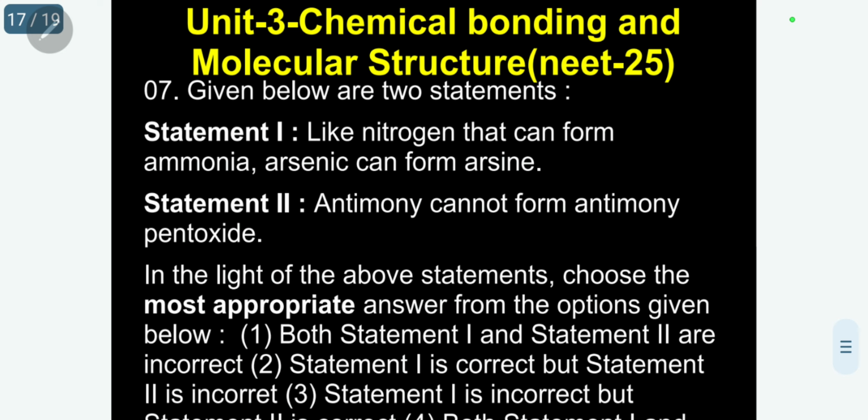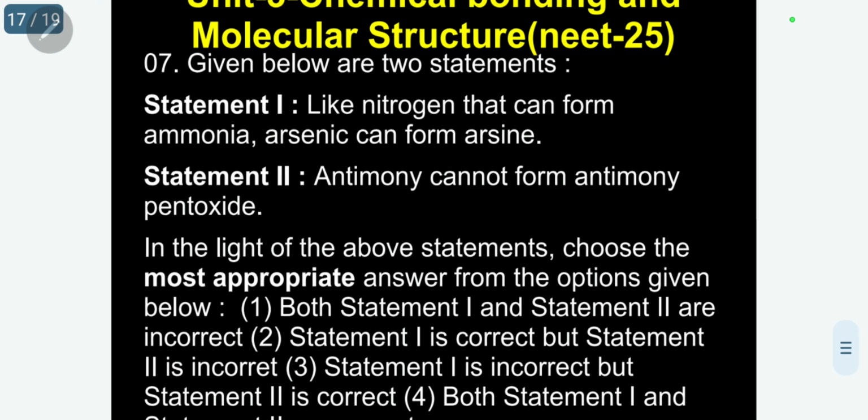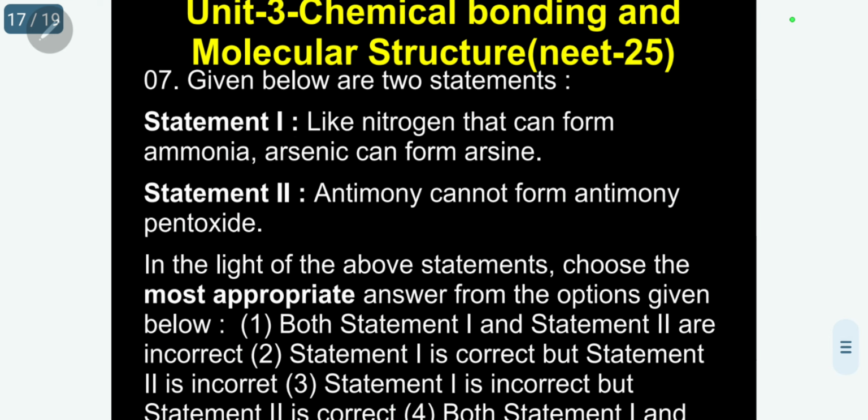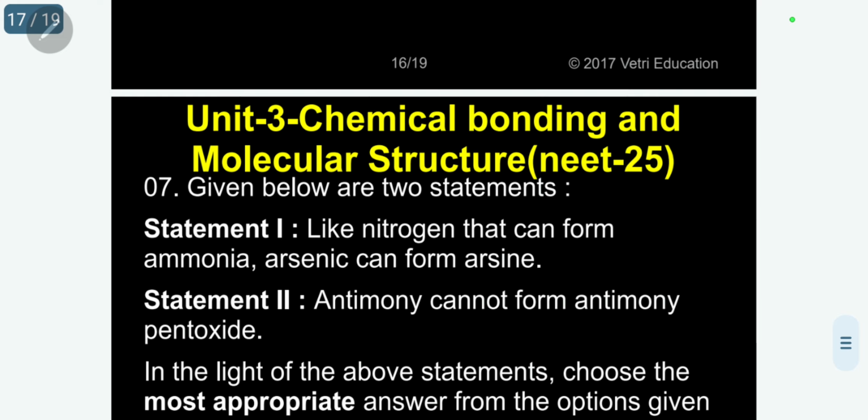Question number 7. Given below are 2 statements. Statement 1, like nitrogen that can form ammonia, arsenic can form arsine. So this is the question asked in NEET 25. Please follow NEET 25. So kindly follow. This is the NEET 25 answer.